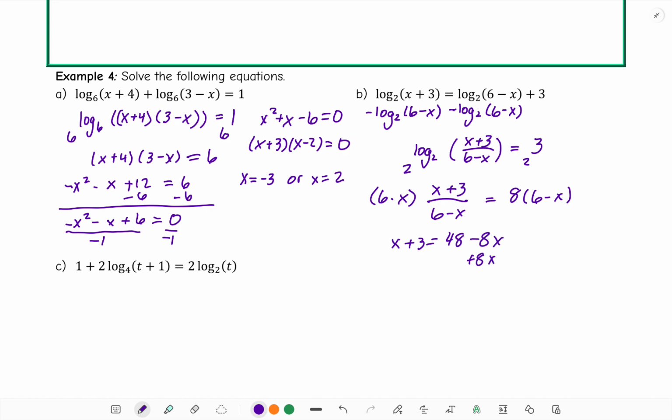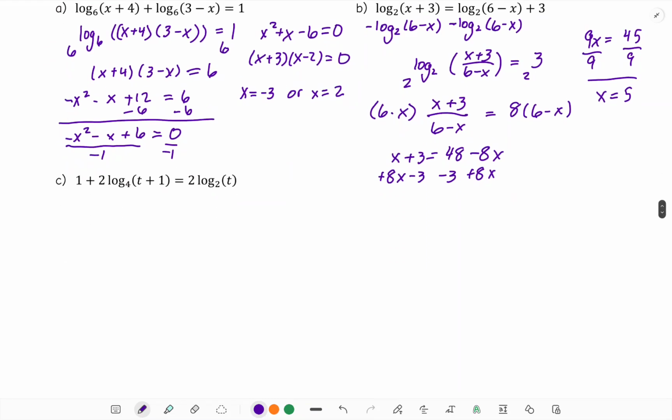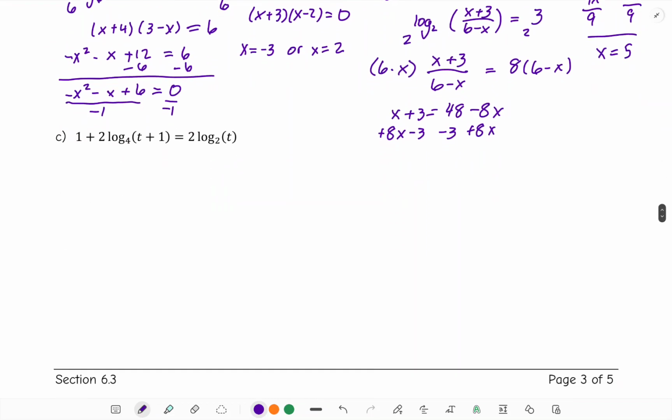Add 8x, add 8x, subtract 3. We get 9x equals 45. Divide by 9, we get x equals 5. Then you just have to check and make sure that it works, and it does. So x equals 5 is our solution. Then C.